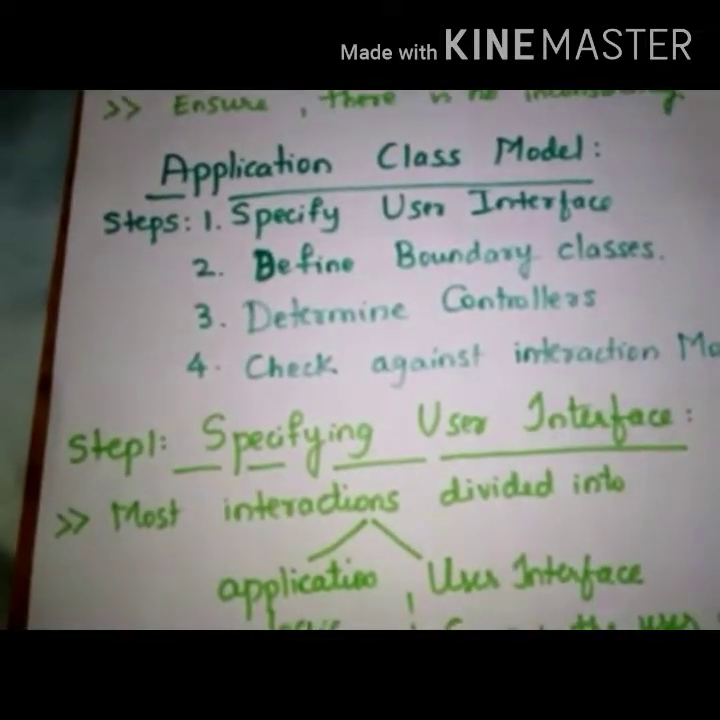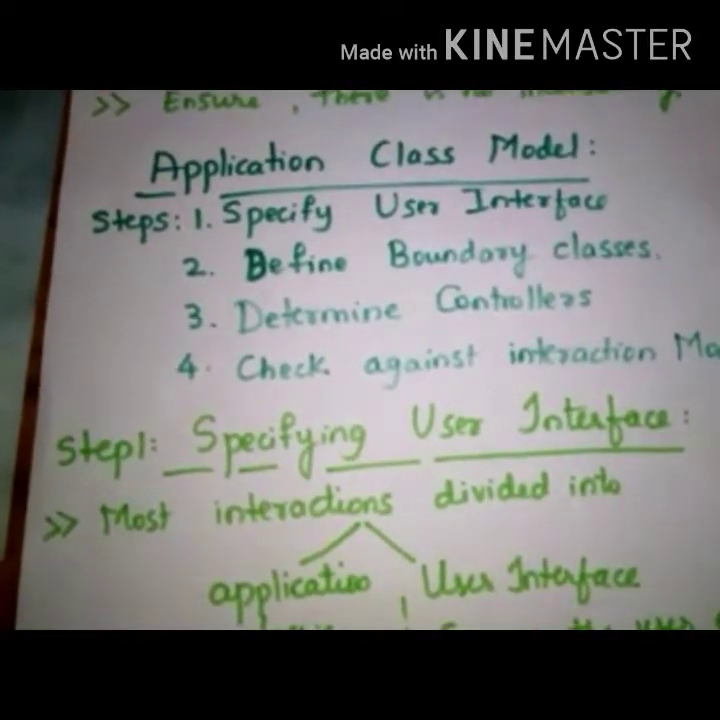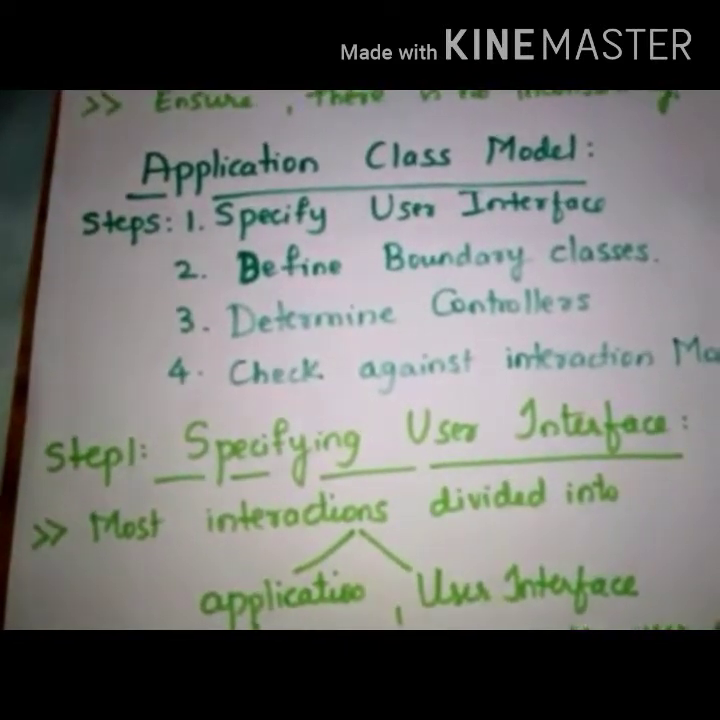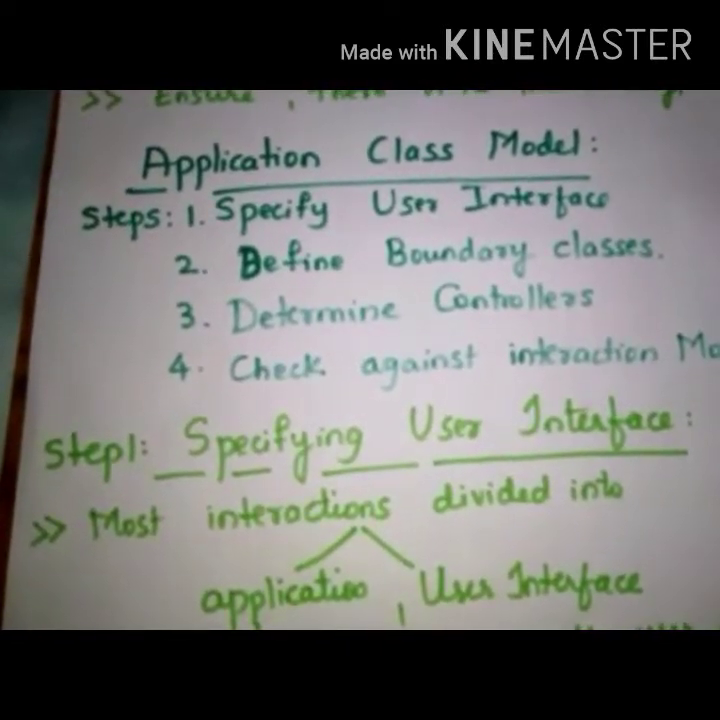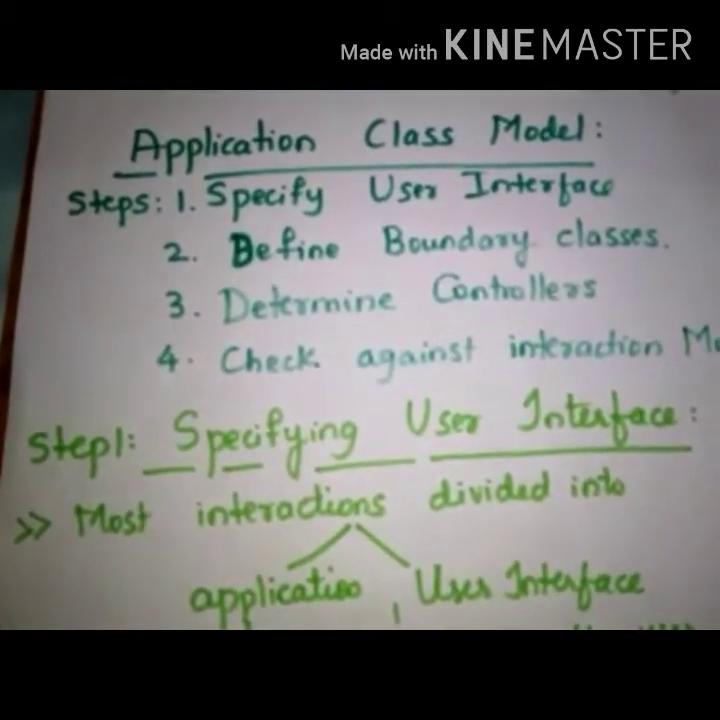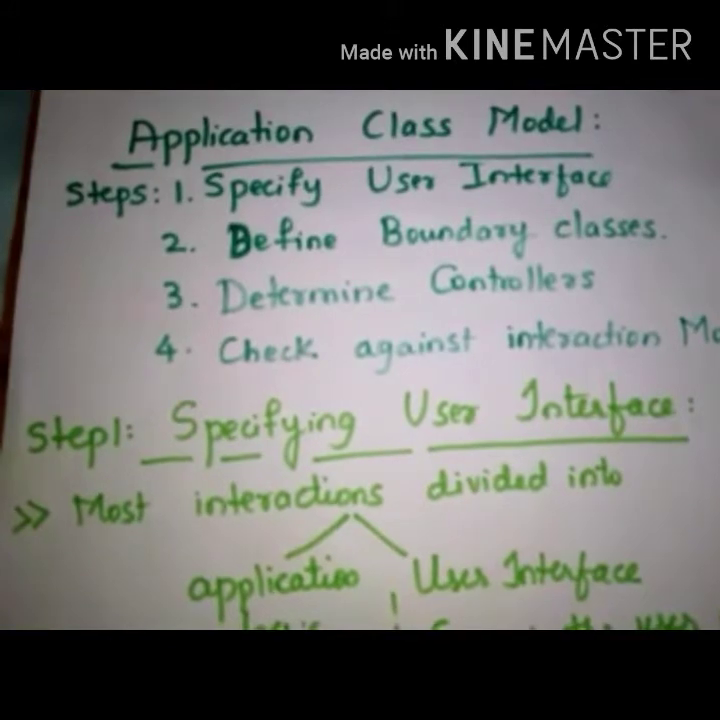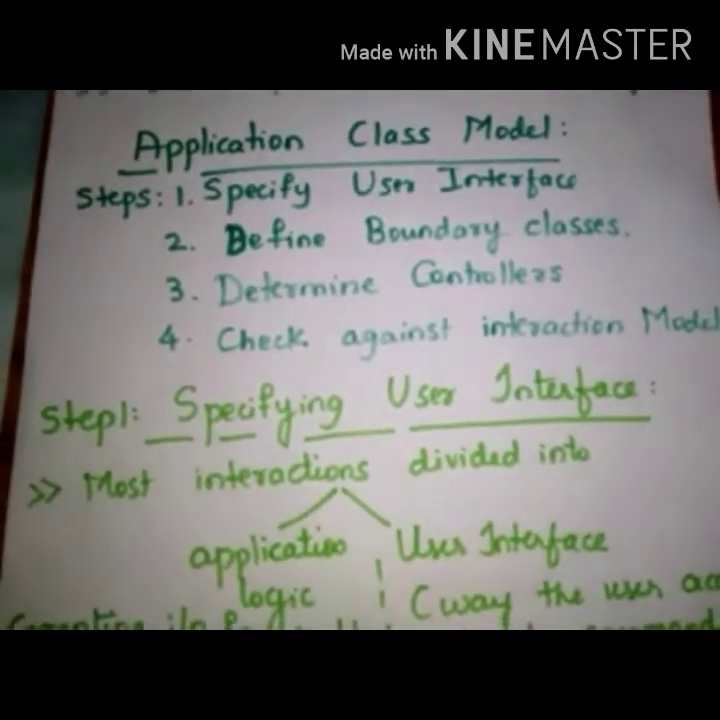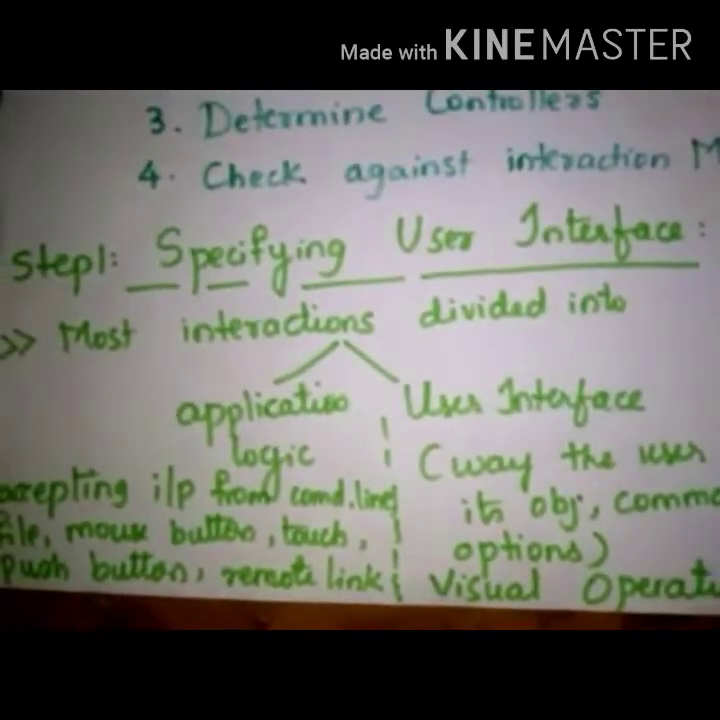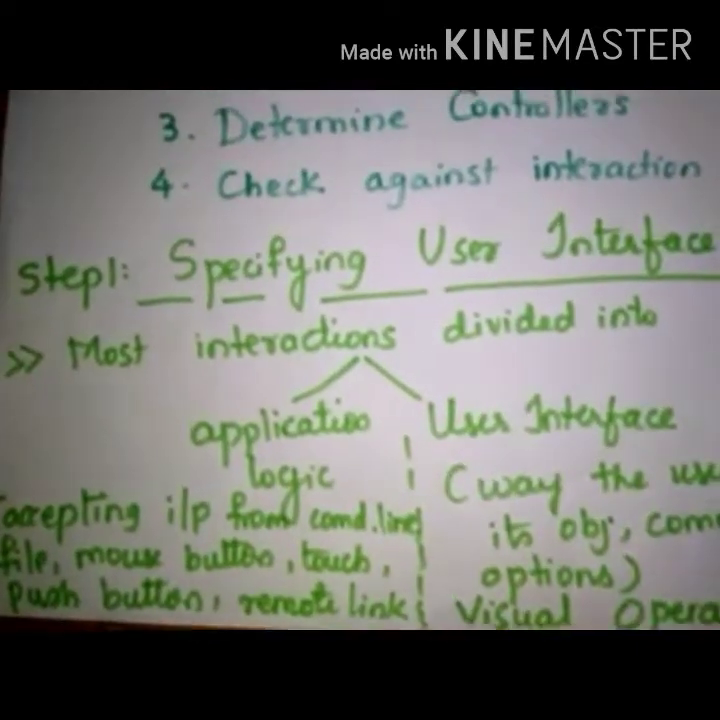Students, today we'll start with the application class model. The steps to construct the application class model are: first step is specify the user interface, second is define the boundary classes, the third one is determine the controllers, and the last is check against the interaction model. Step 1, specify the user interface.